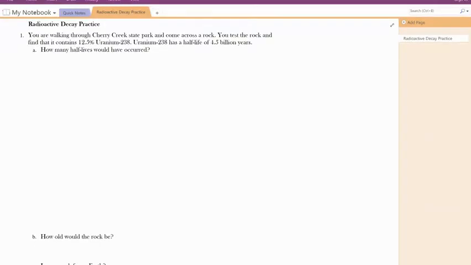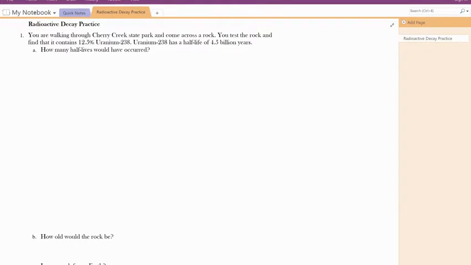So this first question is asking, you're walking through Cherry Creek State Park and you come across a rock. You test the rock and you find that it contains 12.5% uranium-238. Uranium-238 has a half-life of 4.5 billion years. So two pieces of information are important within that problem.